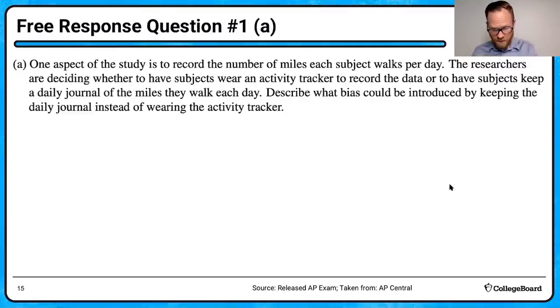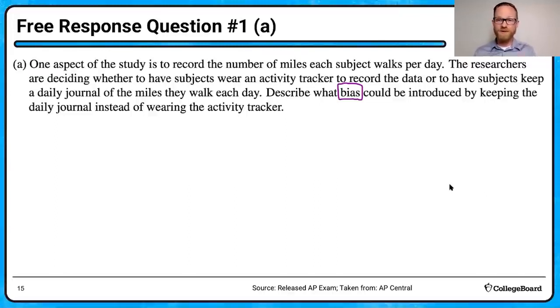Now, as I look at this question, I'm identifying one word in here that I think is what this question is really all about. It's all about this idea of bias. If we think about the definition of bias, it's something in the data collection process that would result in us consistently overestimating or consistently underestimating the truth, or the true value that we're trying to estimate.